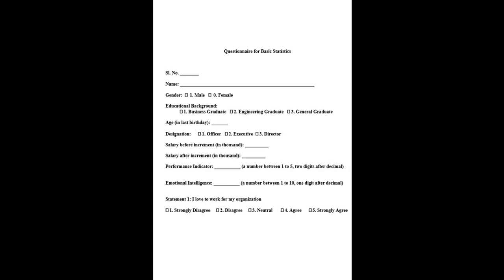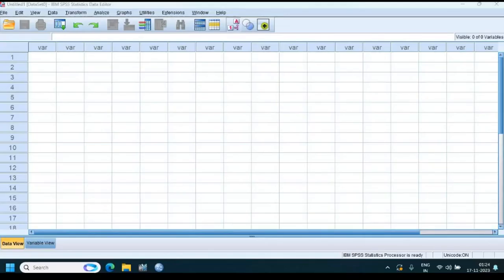Now let us move to SPSS and prepare it so that it can accept the data from this particular questionnaire. So we are into the SPSS screen. We have opened a blank data file in SPSS. As you can see here, we have the data view, and here we have the variable view. These are different views of the same data set.